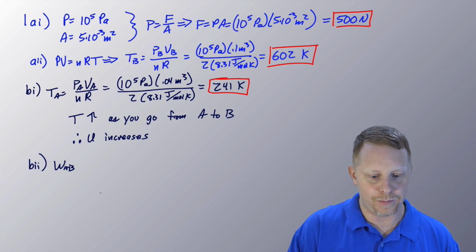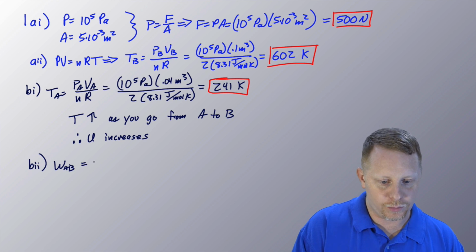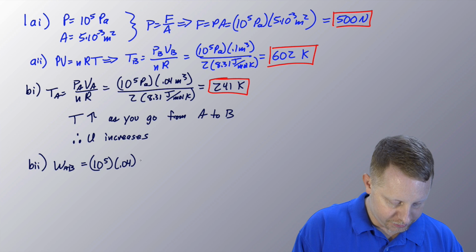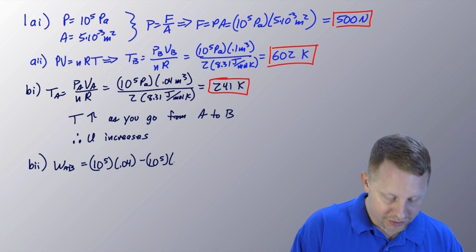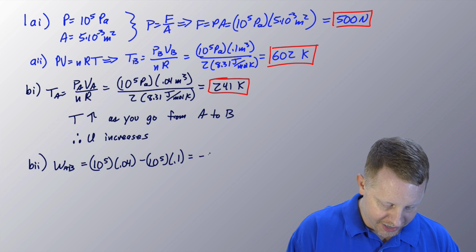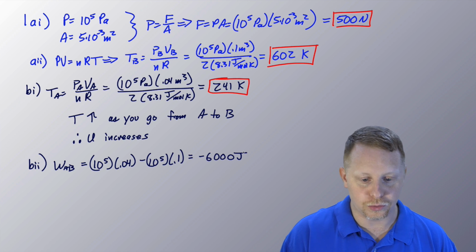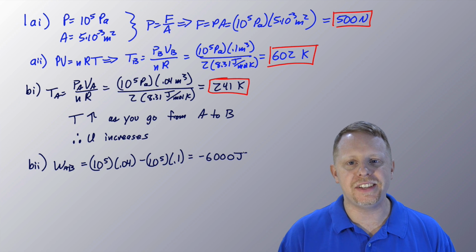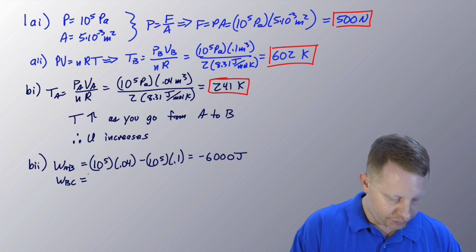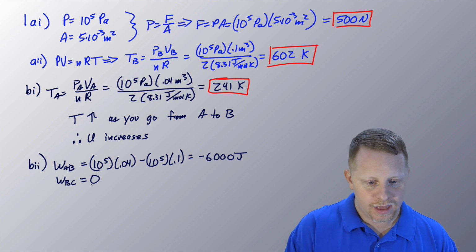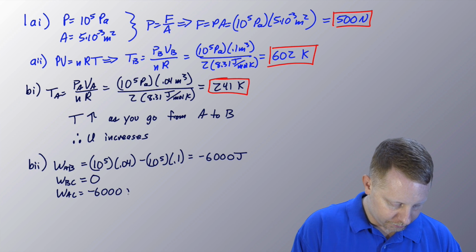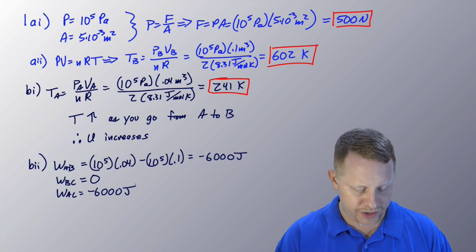So the work going from A to B, we've got the area, which will be 10^5 pascals times 0.04 cubic meters minus 10^5 pascals times 0.1 cubic meters, which is going to be 10^5 times 0.06, or negative 6,000 joules. Going from B to C, there's no change in the area under the graph. It's a vertical line, so the work done there is 0. So we know the work going from A to C must be negative 6,000 joules. Little bit more to do here, though.